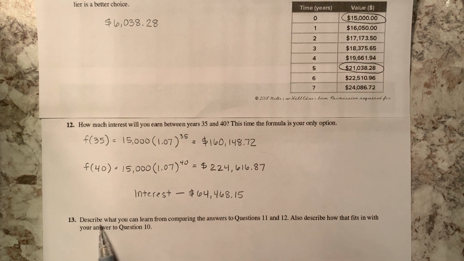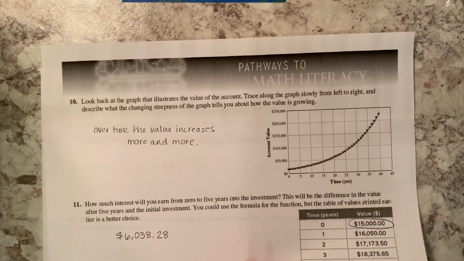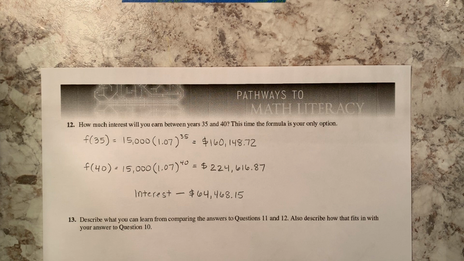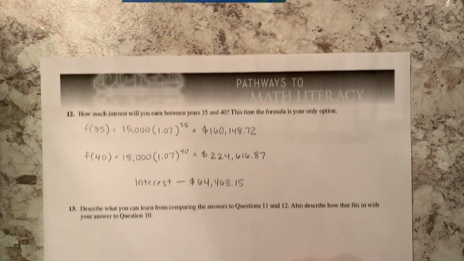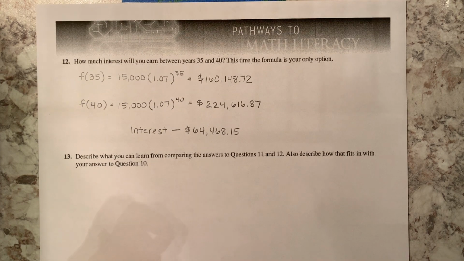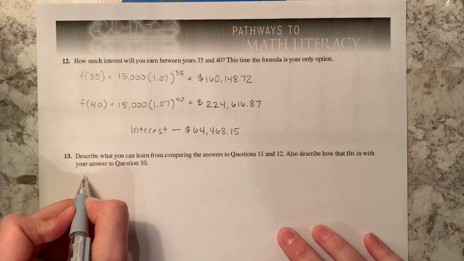So number 13 says, describe what you can learn from comparing the answers to questions 11 and 12. Also describe how that fits in with your answer to question 10. Remember 10, we said over time the value increases more and more. So if we're trying to answer number 13, we're basically saying that we can earn a lot more interest over a 5-year period after the money has been invested for a really long time compared to the first 5 years. So let me write that out in a sentence.